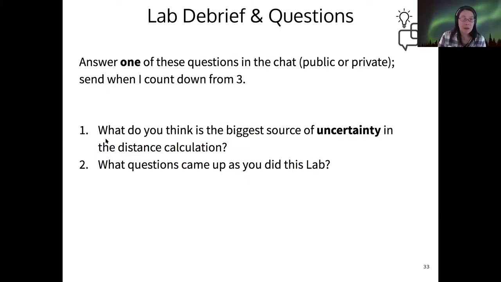So in this lab, most of the star distances that we found came out to around 60,000 parsecs, somewhere within that ballpark, right? So that's 60 kiloparsecs. But not every star was at that particular distance. And there might be sources of error based on how you did the lab, based on the type of data that you had access to, that could make those numbers slightly more, slightly less. So answer one of these two questions. Either what do you think is the biggest source of uncertainty in the distance measurements that we just made, or what other questions came up as you did the lab?